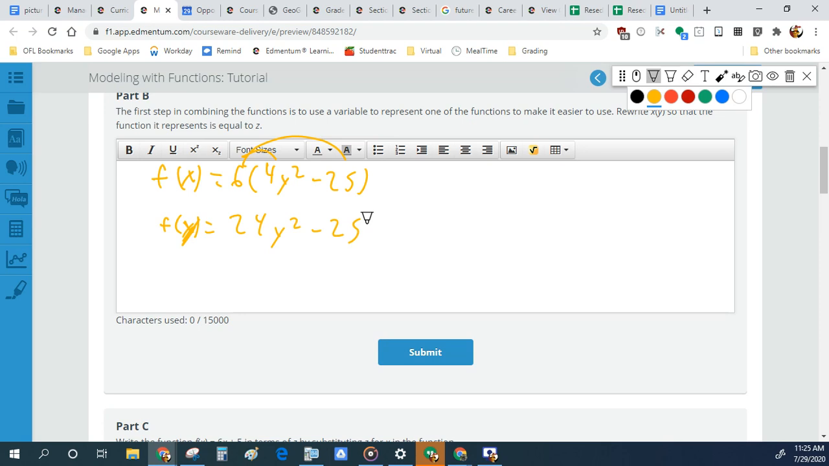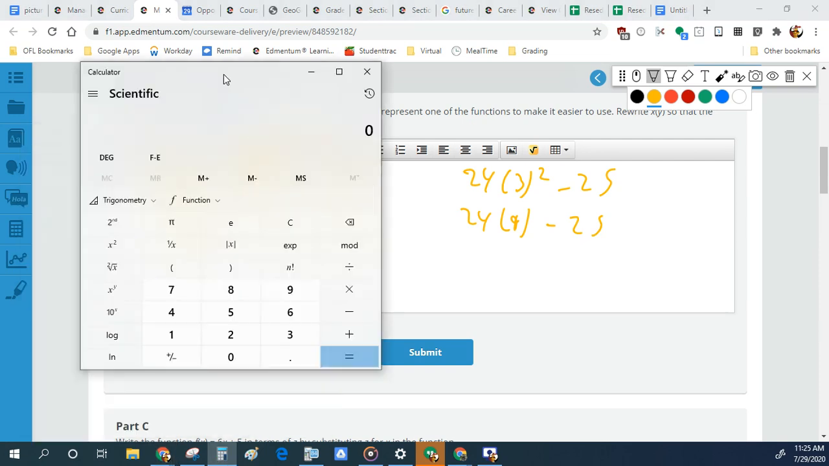Let's see if this works. You guys don't have to screenshot or write this part down. I'm just going to show you that it works. So I'm going to do 24 times 3 squared minus 25. This would turn into 9. 9 times 24, I'm going to use a calculator for that because I don't know what 9 times 24 is off the top of my head.